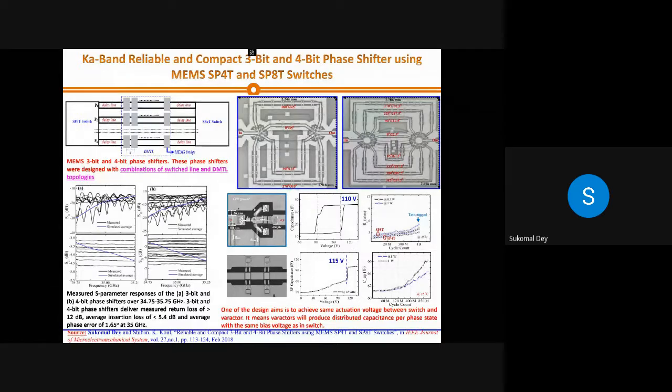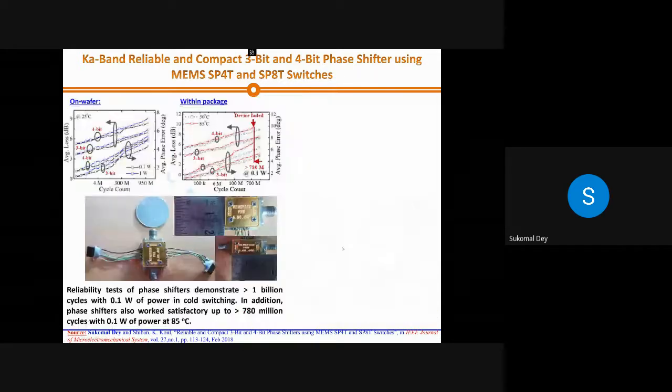Now, if you look at the S-parameter performance, it shows a good number, like return loss is 12 dB, insertion loss is 5.4 dB, something like that. Again, we are happy with the performance. Then it works up to 1 billion cycles very nicely. After that, we made a nice module in package form, and we put it inside the device and check the performance.